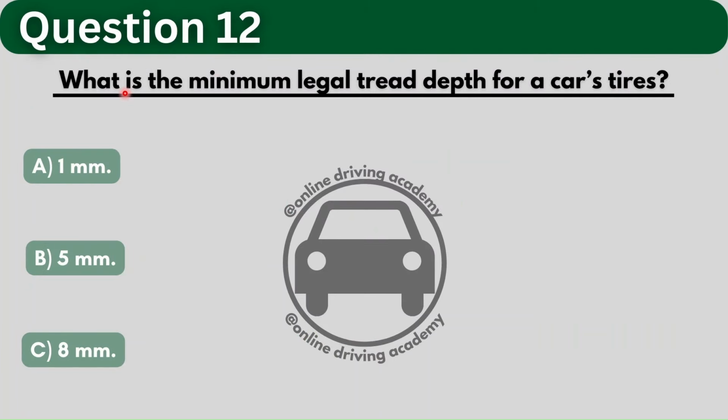Question 12. What is the minimum legal tread depth for a car's tires? Is it option A, 1 millimeter? Is it option B, 5 millimeters? Or is it option C, 8 millimeters? Now the correct answer here would be option A, 1 millimeter.